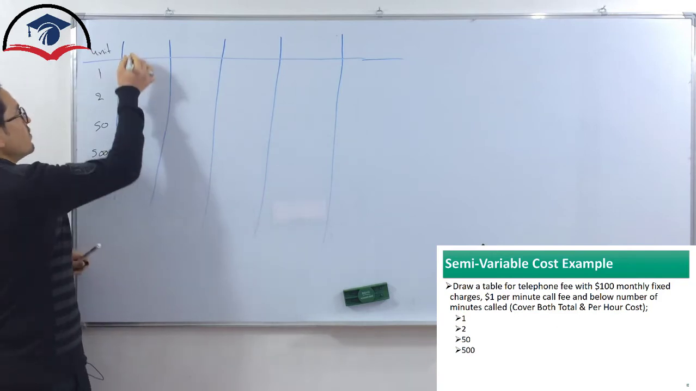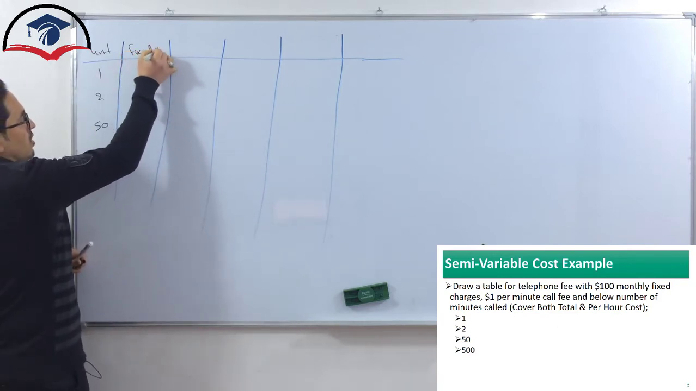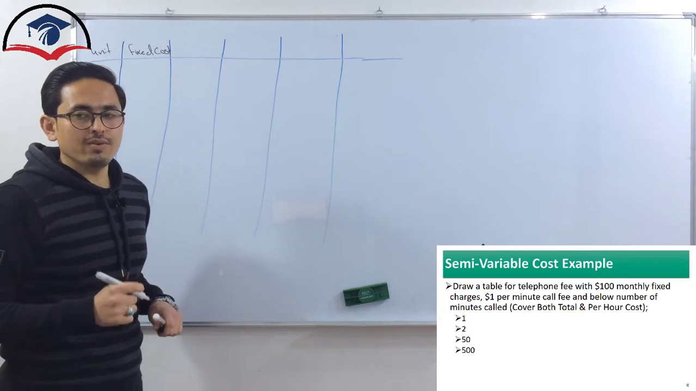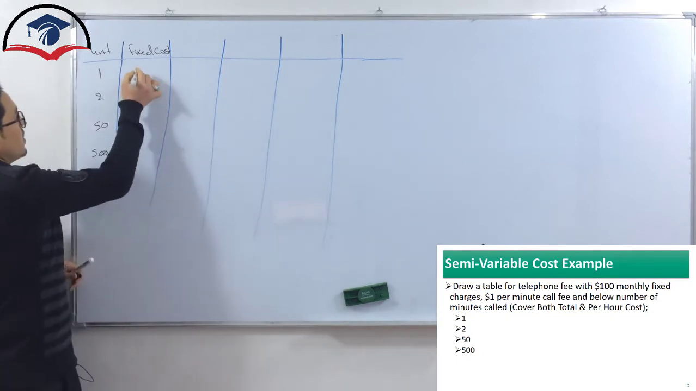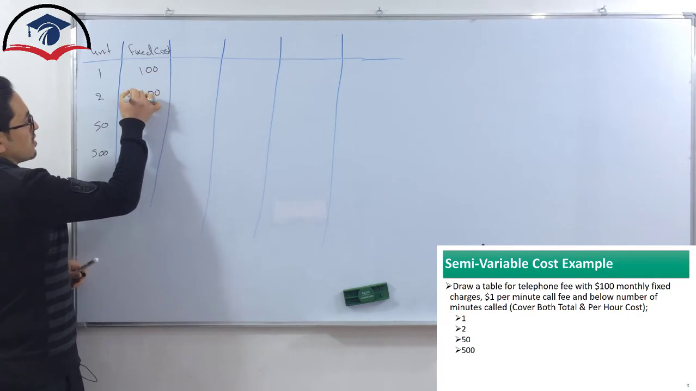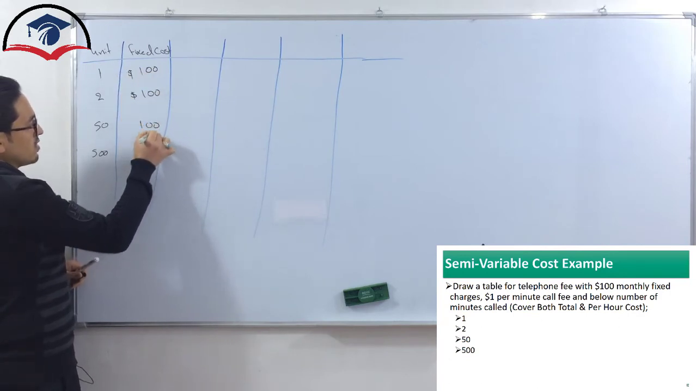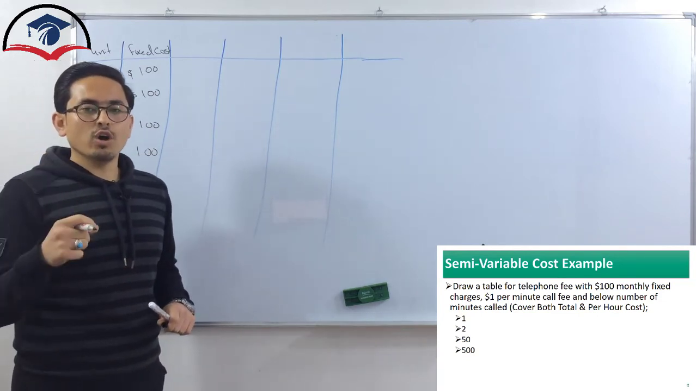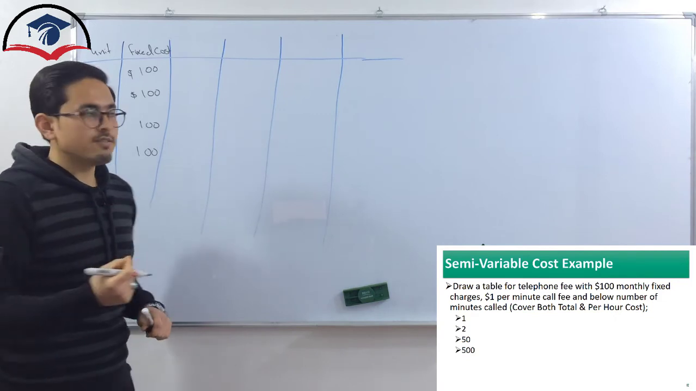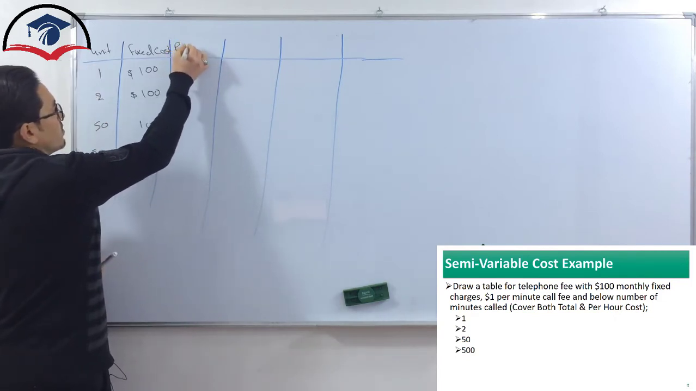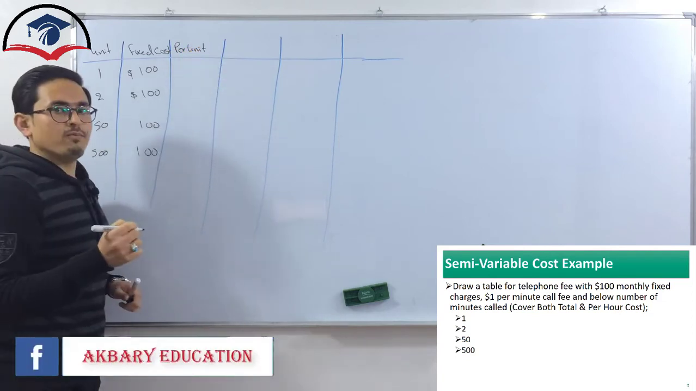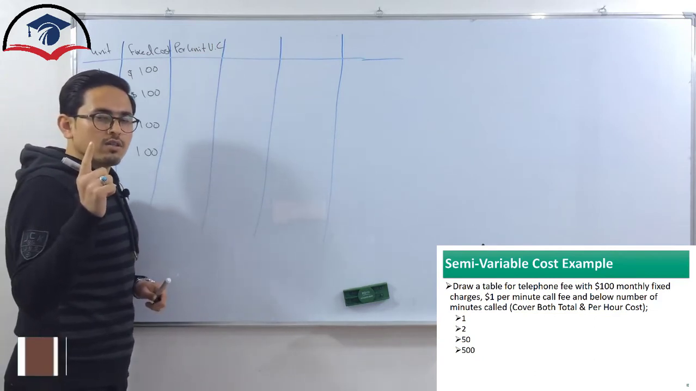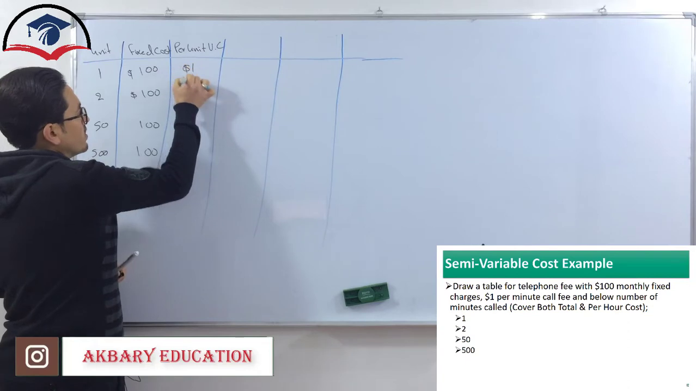What is the fixed charge or fixed cost for the month? Of course, how much? $100. Okay, $100 is the per month fixed charge. And what about the per unit cost? The per unit, the variable portion, the variable cost per unit, I can insert, is $1 per minute. So $1.